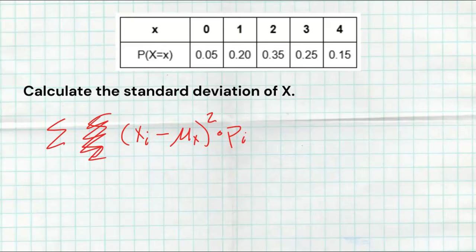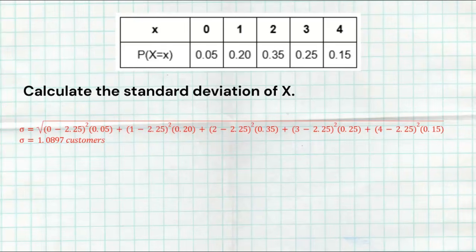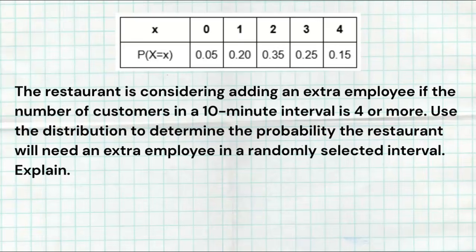It does take a lot of time to do, but here is my work showing all of that. So it's showing, for example, 0 is the first outcome minus the mean of 2.25, squared, times its probability, and then repeat for each outcome, and then take the square root of all of that sum, and I got 1.0897 customers. You could also do that on your calculator if you know how. All right, now let's dive into some good questions.